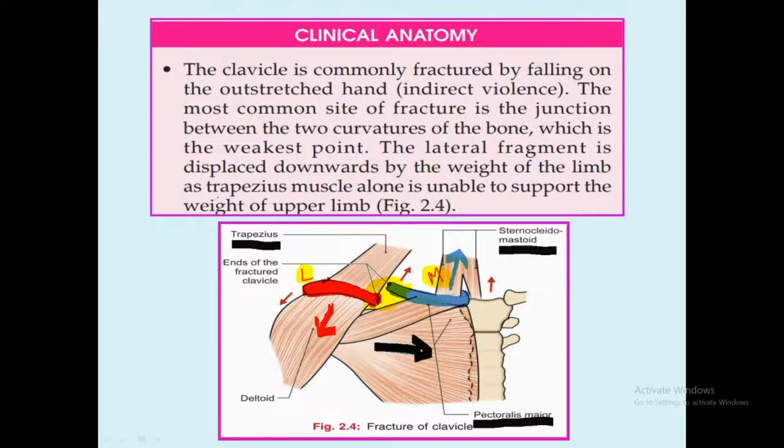Here, the trapezius muscle is unable to support the weight of the upper limb. So, it is unable to hold this lateral fragment up owing to the weight of the upper limb. That is, in this condition, the shoulders droop.